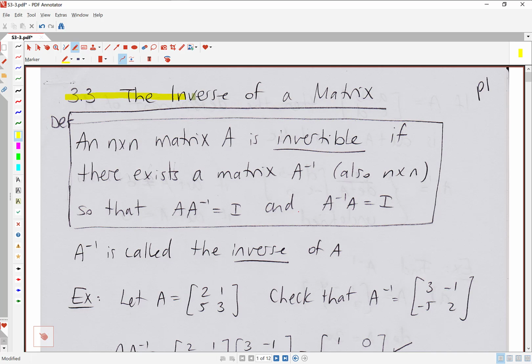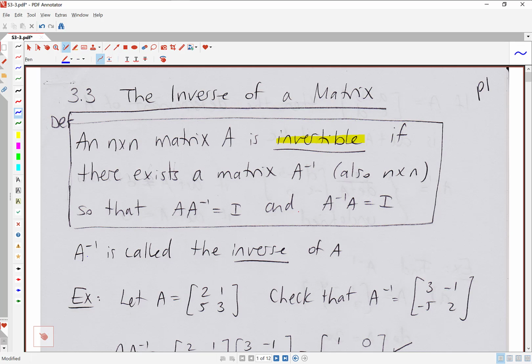In this video, we're going to talk about the inverse of a matrix. Let's start with the definition. We'll say that a square matrix A is invertible if there exists another matrix, which we'll write A to the negative 1, which is the same size as A, so that A times A to the negative 1 equals I, and A to the negative 1 times A equals I.